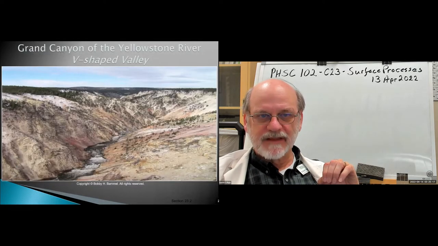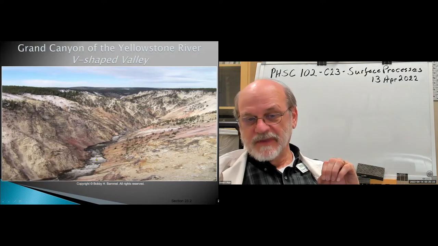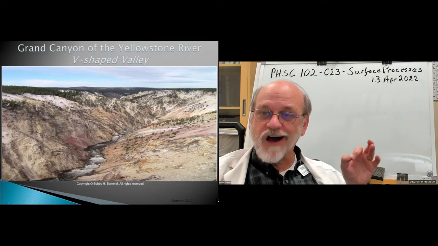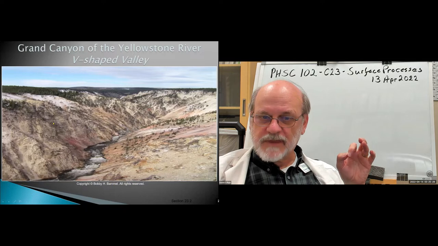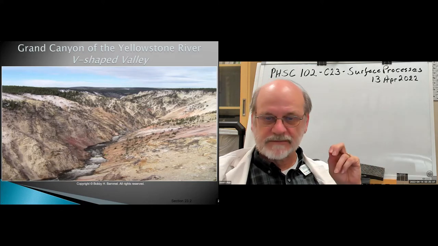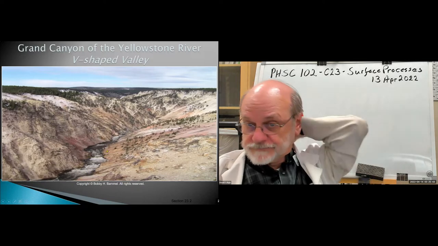All right. So here's our V-shaped valley. This is actually a pretty big stream. The reason it's still V-shaped is because it's flowing through rock. It's very resistant material, so it tends to be more V-shaped. And it's moving pretty fast too. Notice we've got some rapids building up in here.